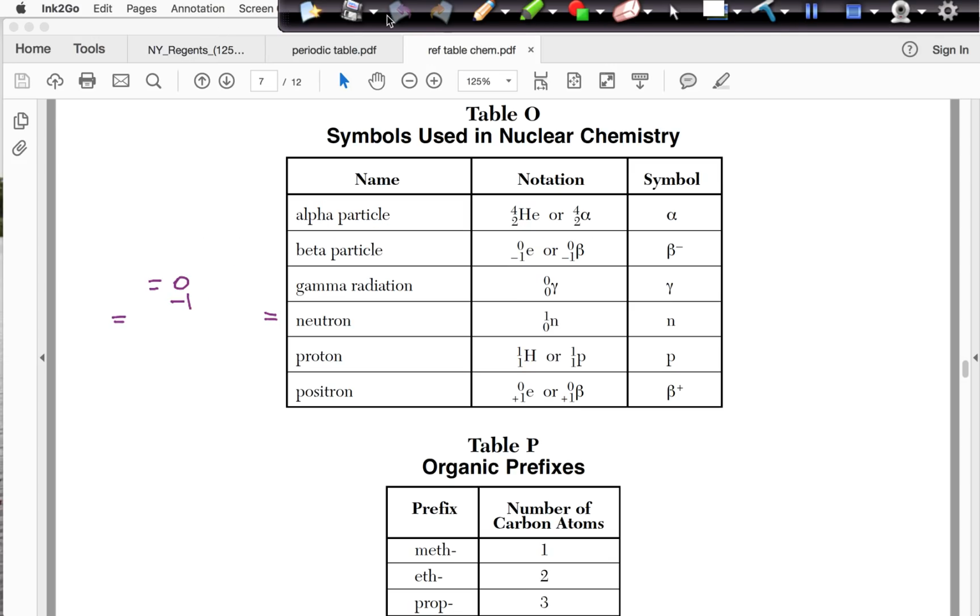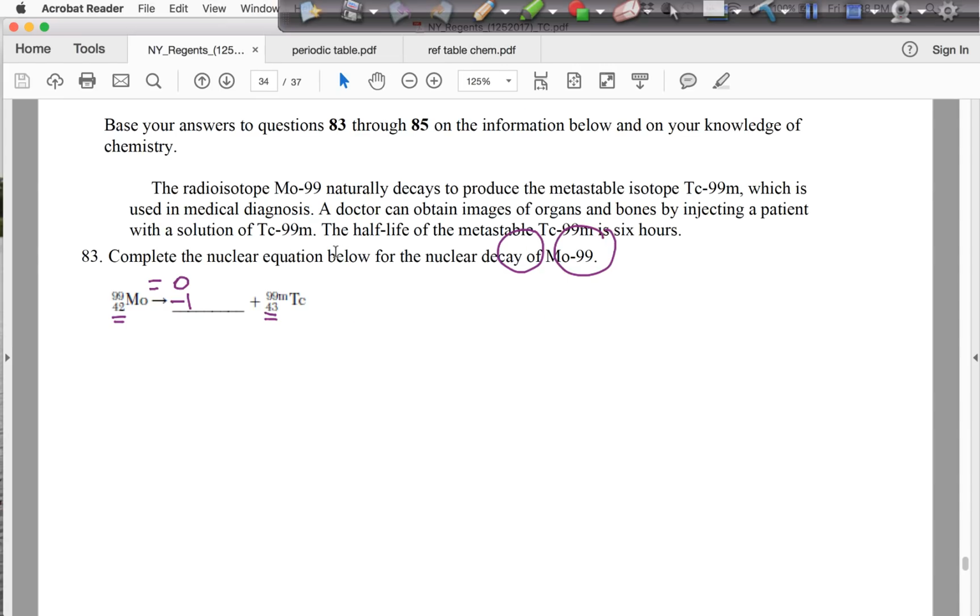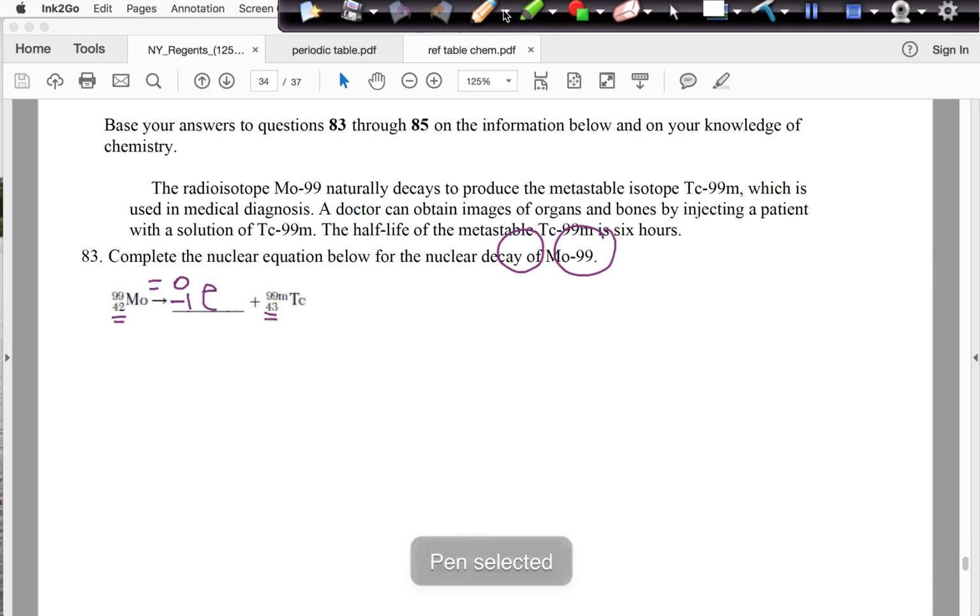And if we look at Table O, the symbols used in nuclear chemistry, 0 over -1 is going to either be a β for beta or an e for beta. So either one of those symbols will be good to fill in, either the lowercase e or that symbol for beta. In our class, we usually did the 0 over -1 e, but the other ones are acceptable as well. So the big thing here to remember is that the arrow is like an equal sign.